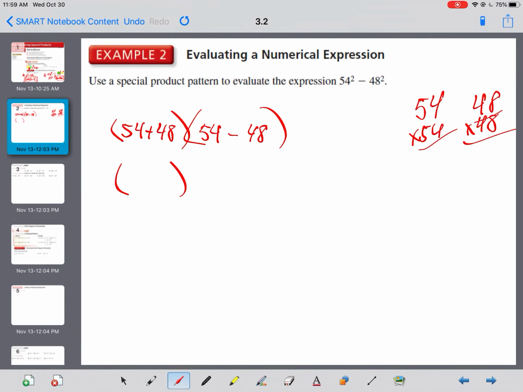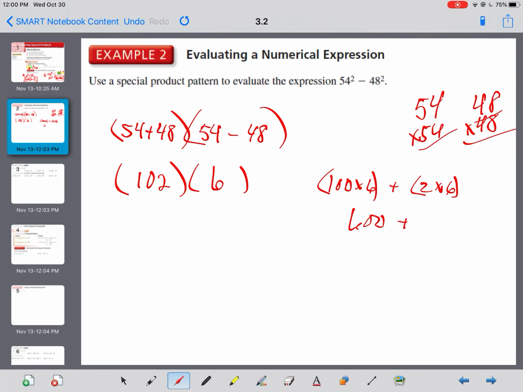But 54 and 48. Take 54 and we go up by 8, so that would be 62. Plus 40 makes 102. And my other parenthesis, 54 minus 48, the difference is 2, 3, 4, 5, 6. So now we're stuck with 102 times 6. Well, 102 times 6 still isn't all that easy. I might still need to put that in a calculator. You can separate it. You could say 100 times 6 plus 2 times 6. That's 600 plus 12, so it's 612.